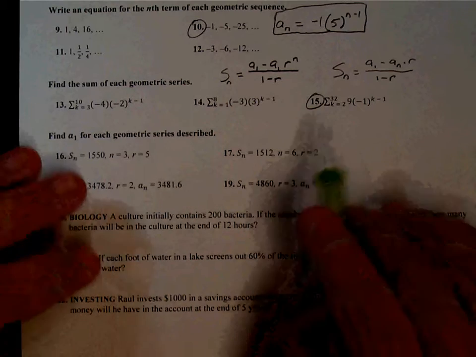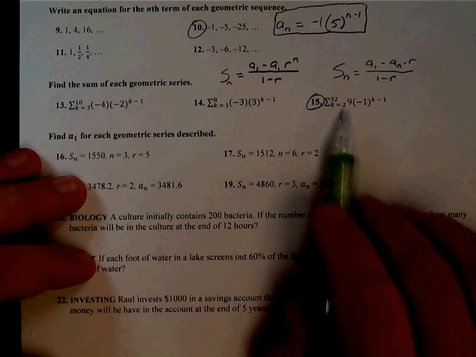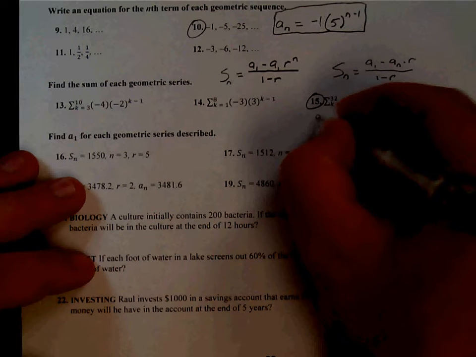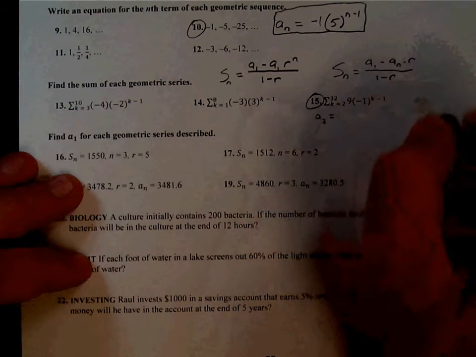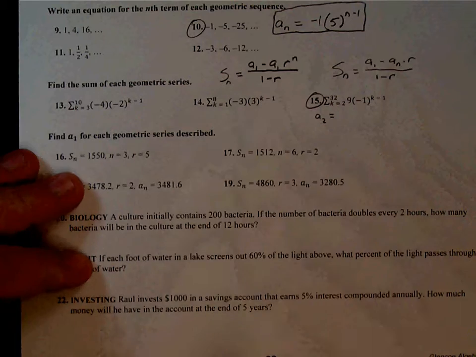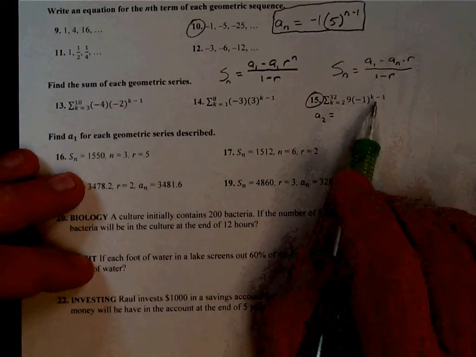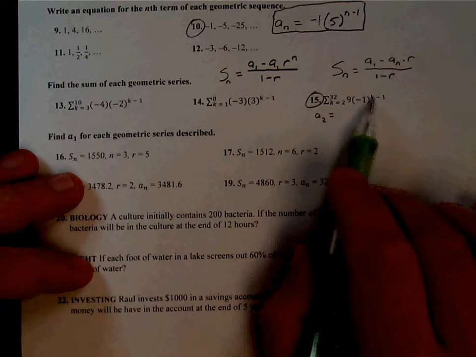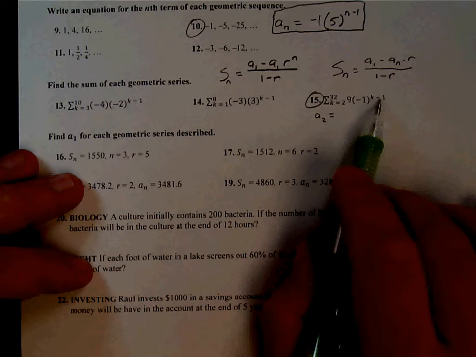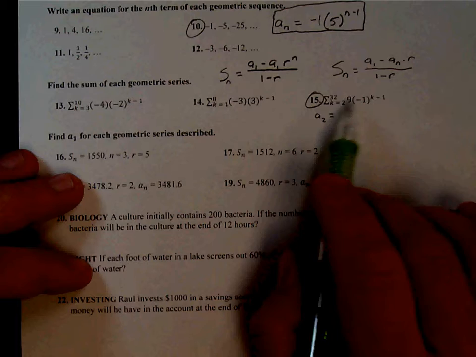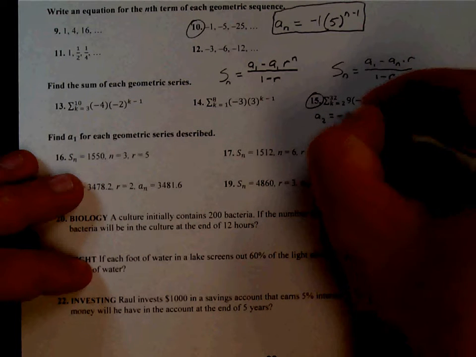So as I look at number 15, I see that the first term they want me to use is 2. So I'm going to have to find that. I'm going to be using this in place of a sub 1, but really technically it's a sub 2, because that's what it tells me to start with. Let's plug 2 in. For an exponent, 2 minus 1 is 1. Negative 1 to the 1 is negative 1. 9 times negative 1 is negative 9.